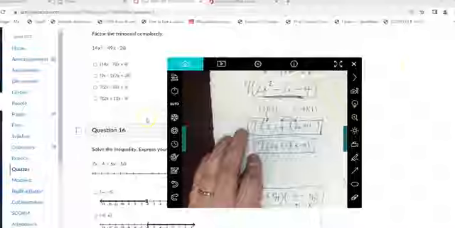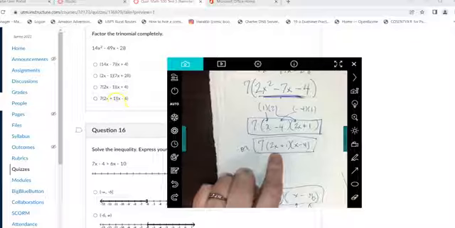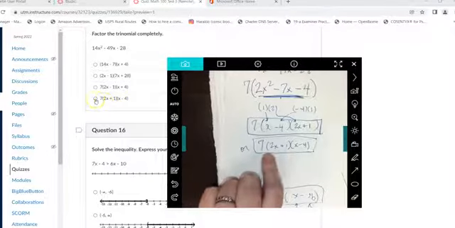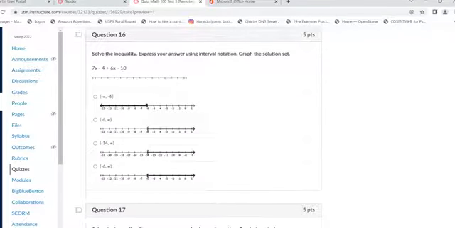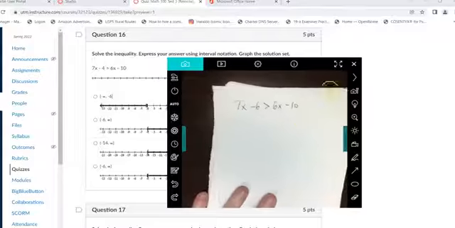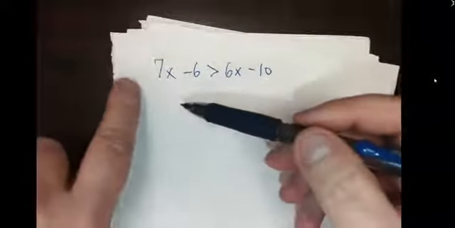So let's see what happens. Okay, we got the 7 out the front. That last one is matching this one. That's the one I want. All right, solve the inequality. So let's solve that inequality. I want to get x on the left-hand side and everything else on the right-hand side.